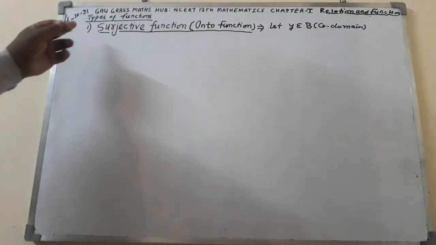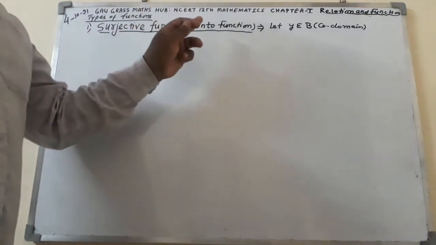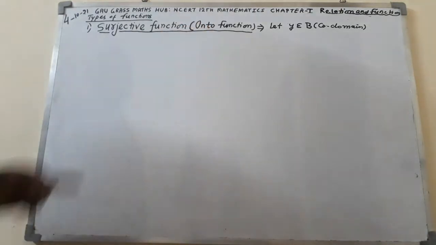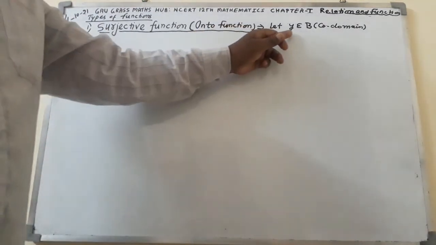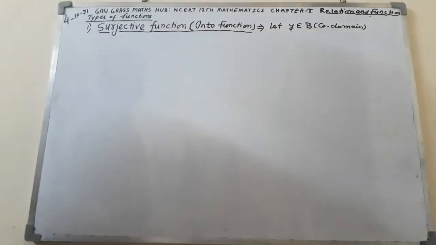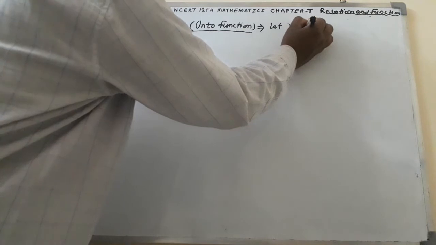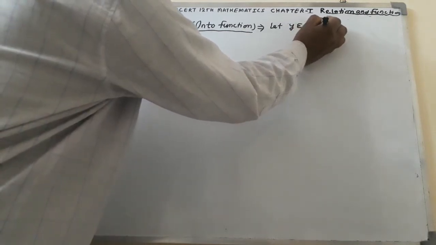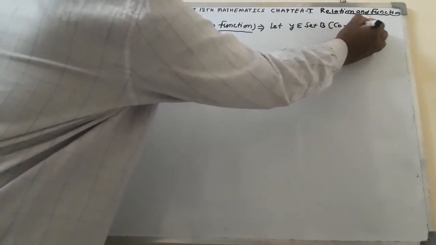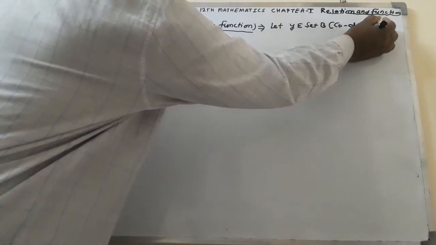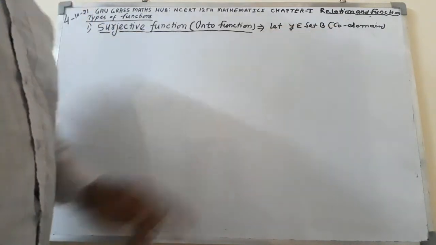The first type of function I am going to discuss is the surjective function, also known as the onto function. Let y belong to set B, that is the codomain.